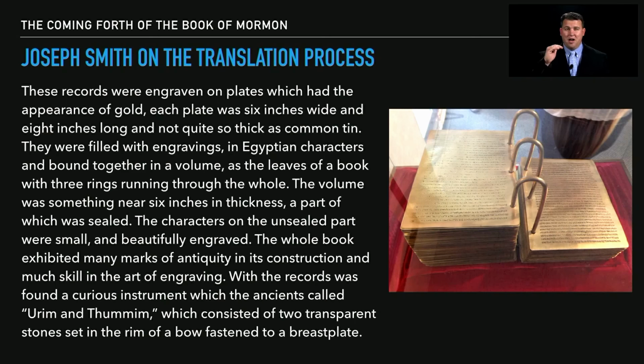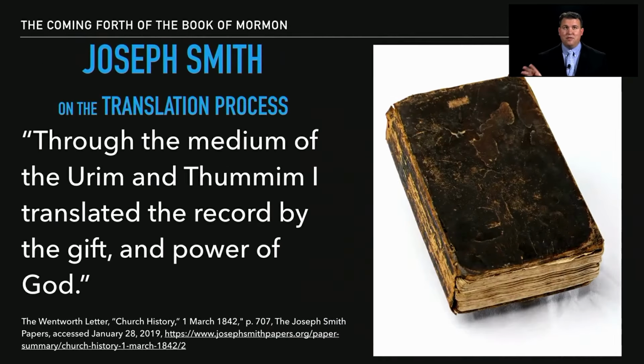So he's talking about concrete objects and articles. Here's the plates, here's what they look like, here's the instrument that I used to translate, here's what they look like. And then when he describes the translation process, Joseph Smith usually used the same phrase, which was this: through the medium of the Urim and Thummim, I translated the record by the gift and power of God. So that's a statement from Joseph Smith, the most first-hand person that we know of, the most direct participant in the translation process, who's there every single day that the Book of Mormon is being translated.